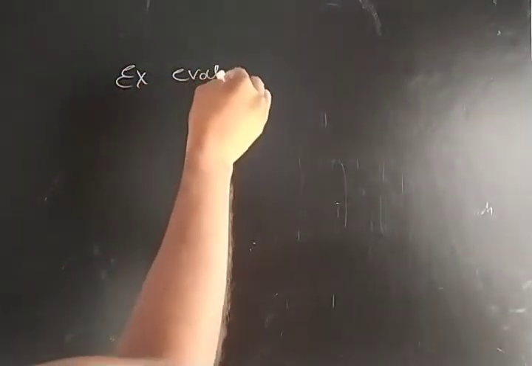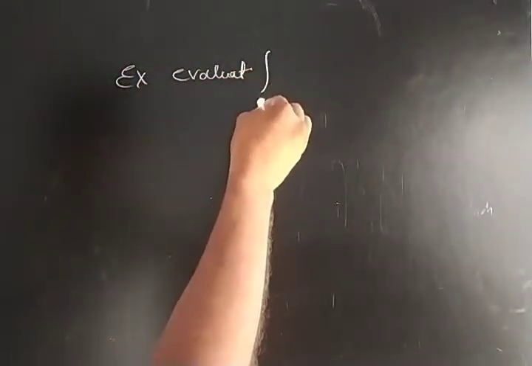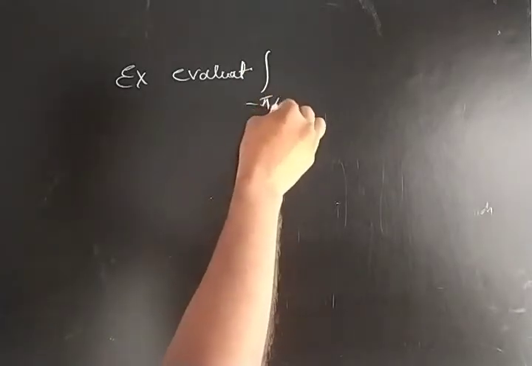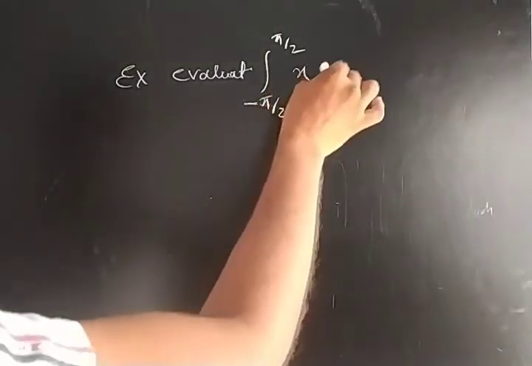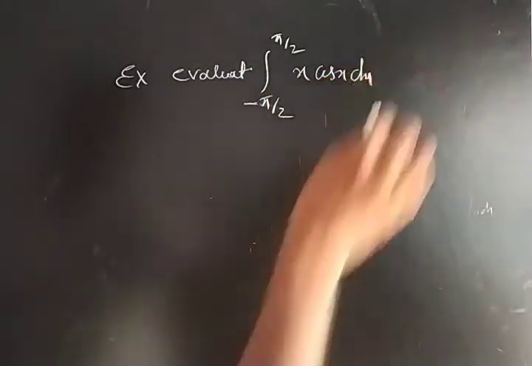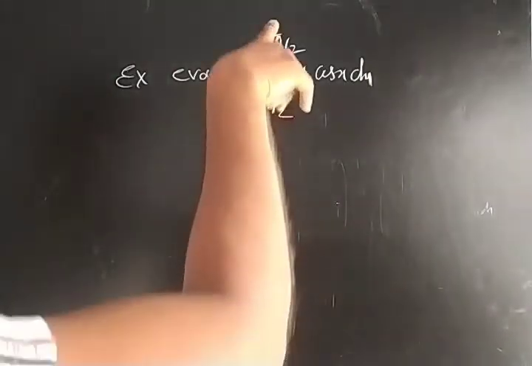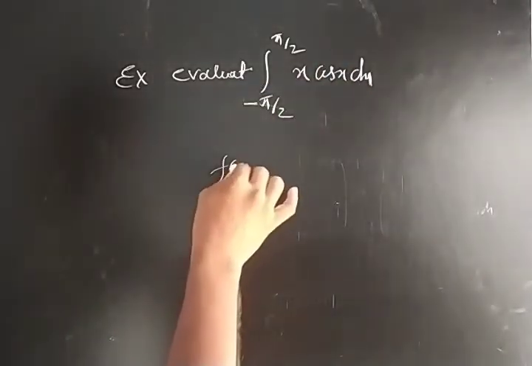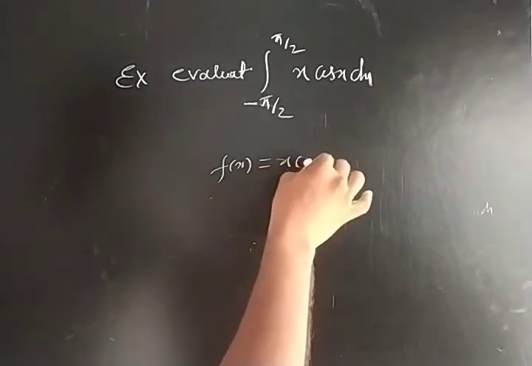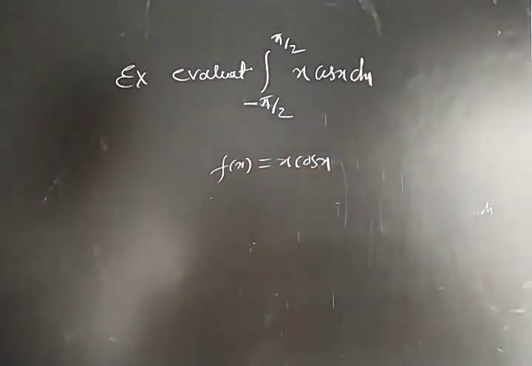Now an example problem. Evaluate the integral from minus pi by 2 to pi by 2 of x cos x dx. So if you have the limits from negative to positive, you have to check whether the function is even or odd, then after you can evaluate the integration. So here f of x is x cos x. I am going to check whether this function is even or odd. If it is odd, directly you can write the integration equal to 0.